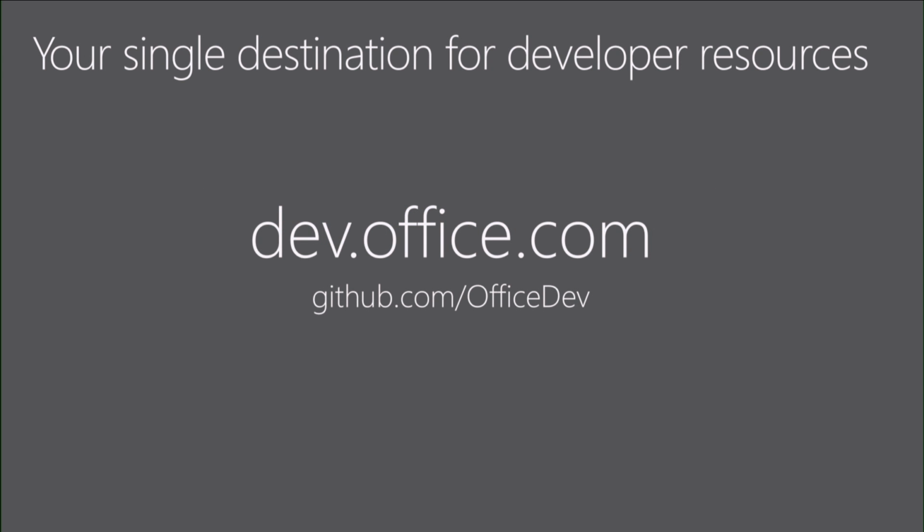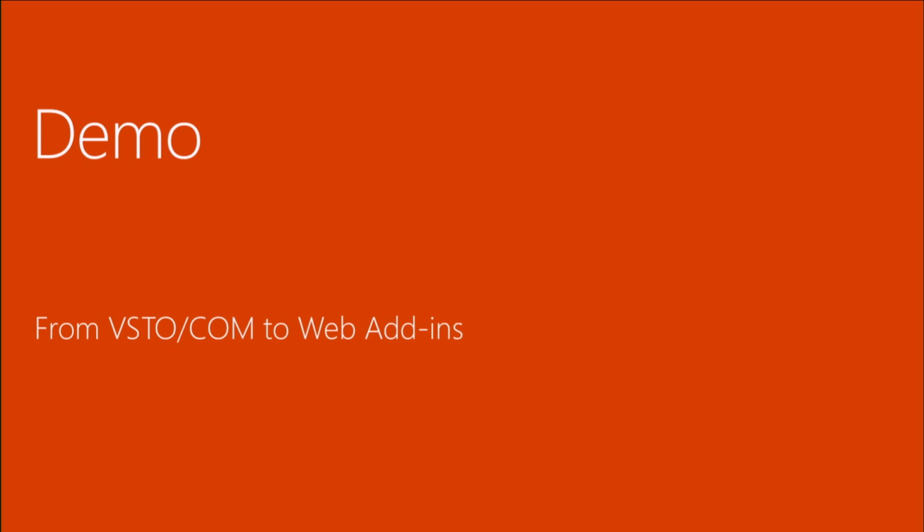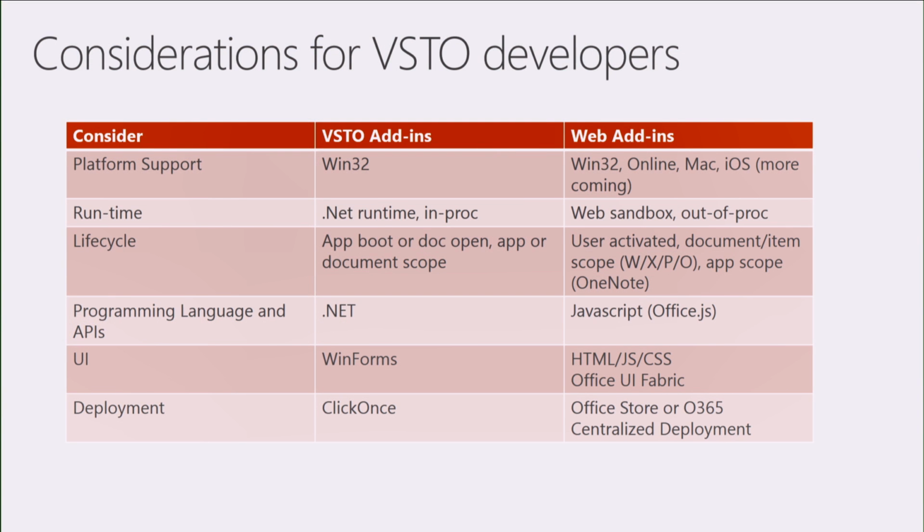So just a quick recap of everything we saw in the demo. So again, dev.office.com is going to be the single destination for developer resources. And also very important, github.com/officedev. That's where you will find all the repos with the samples, documentation. Even our open specs are there if you want to look at what's coming in terms of APIs. We saw the demo of VSTO to web add-in.